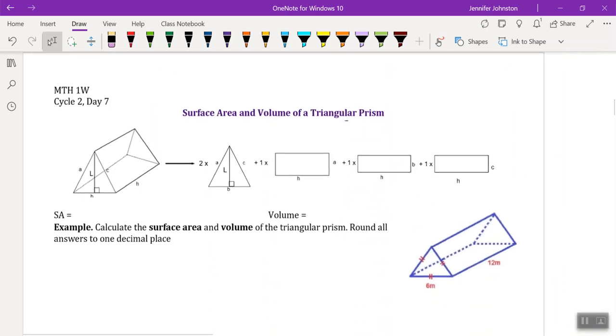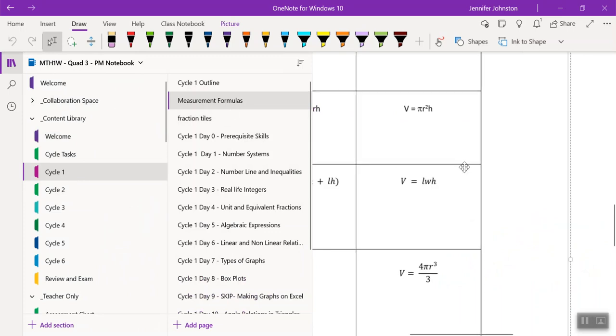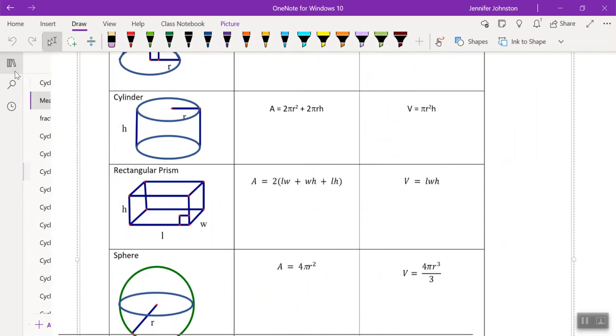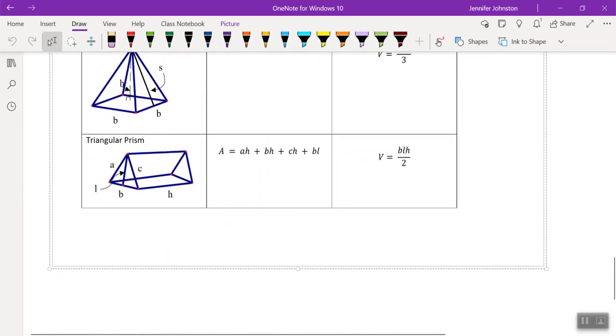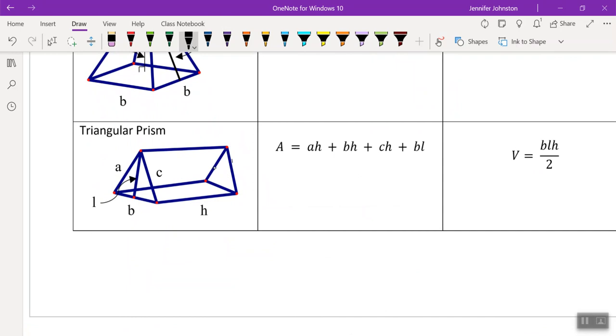All right, so we're going to be looking at the surface area and volume of a triangular prism next. Again, go to your formula sheet to check out the formulas. Here we go. Here it is, a triangular prism. So a triangular prism has 2 triangles, right? So we see 2 triangles here.